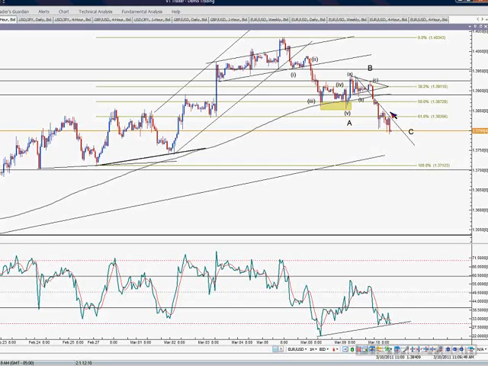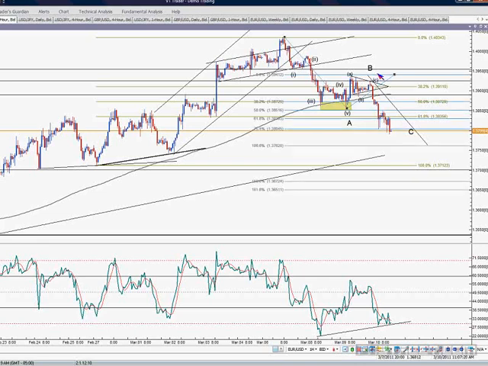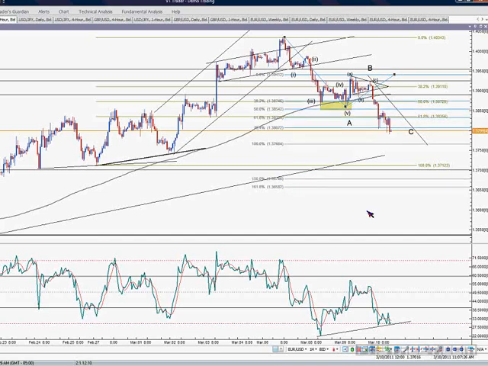Okay, so again, we should be looking for the market to come down towards 1.3770, maybe even down to 1.37. If this is an equality wave, that means wave C is equal to 100% of A. But if you project A a little further, with the Fibonacci expansion tool, you see that 150% is somewhere down here, a little bit below 1.37.